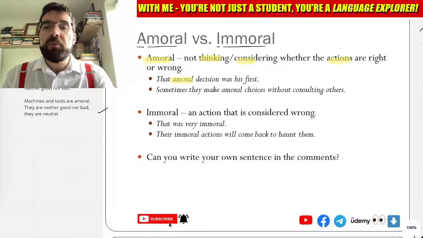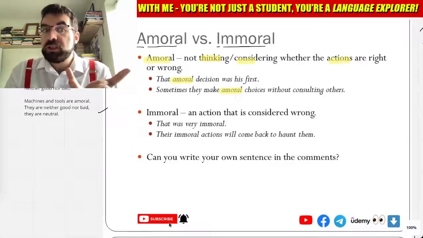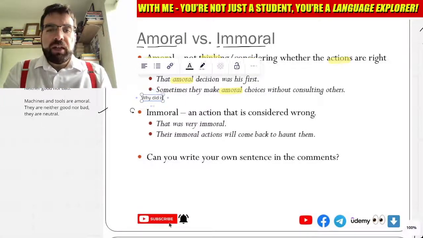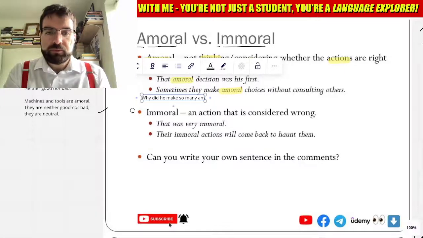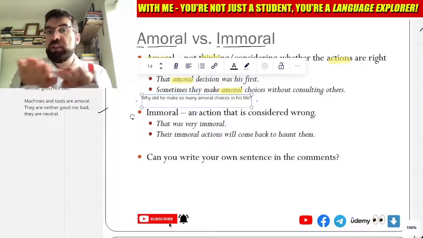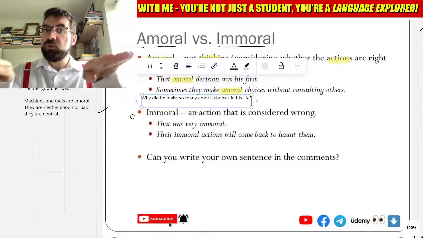Sometimes they make amoral choices without consulting others. Why did he make so many amoral choices in his life? Just neither good nor bad, just equal and neutral.